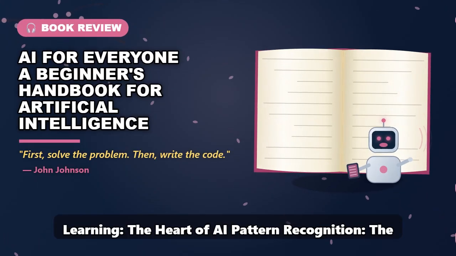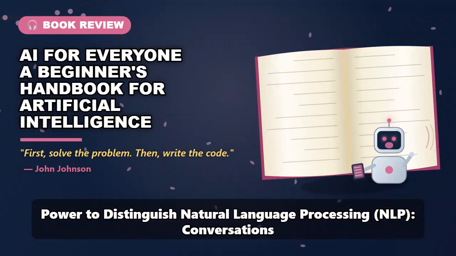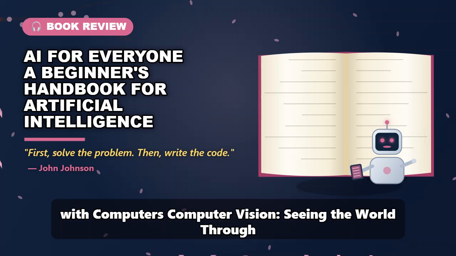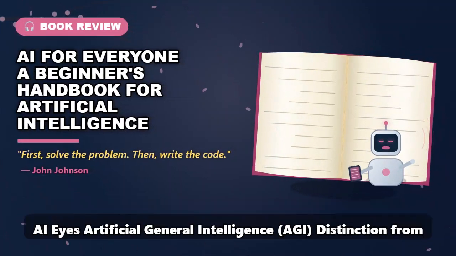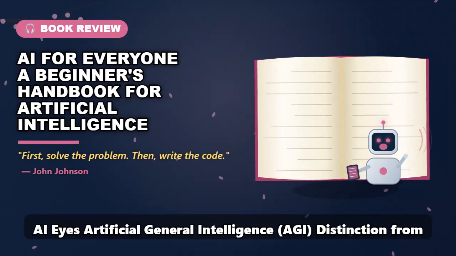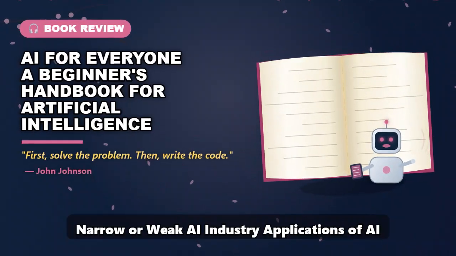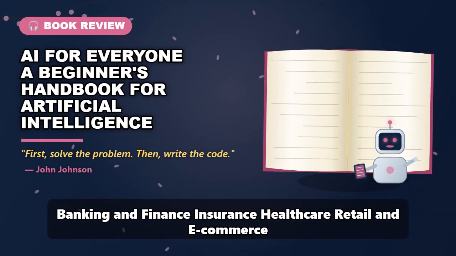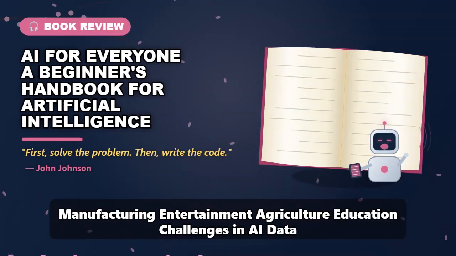What is AI? Machine learning, the heart of AI. Pattern recognition, the power to distinguish. Natural language processing, NLP. Conversations with computers. Computer vision, seeing the world through AI eyes. Artificial general intelligence, AGI. Distinction from narrow or weak AI. Industry applications of AI. Banking and finance, insurance, healthcare, retail and e-commerce, manufacturing, entertainment, agriculture, education.